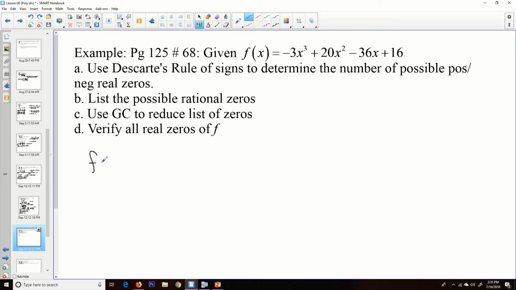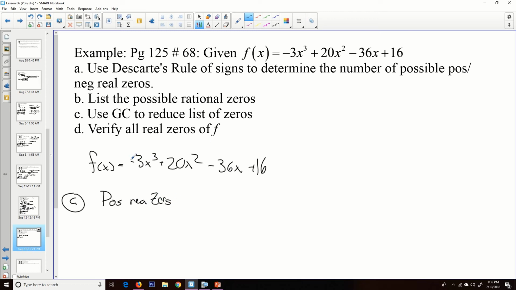And so if we want to look at f of x, it's negative 3x to the third plus 20x squared minus 36x plus 16. And so for part A, positive real zeros. I go from negative to positive, so there's one change. To negative is 2 changes. To positive is 3 changes. So I have 3 changes in sign, right? So I could have 3 or 1 possible positive real zeros.